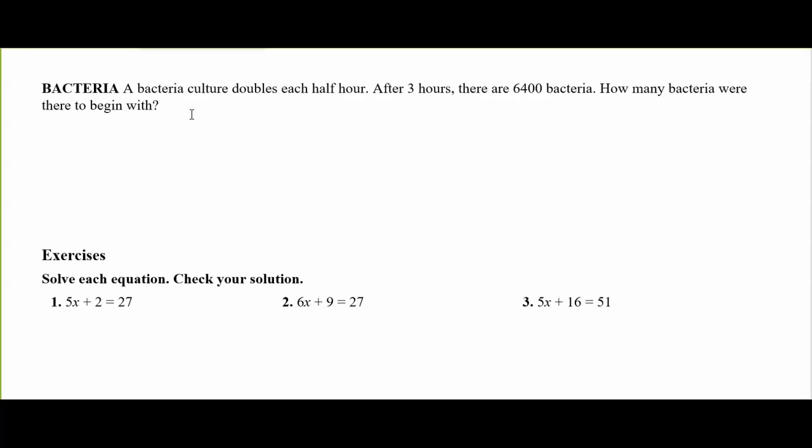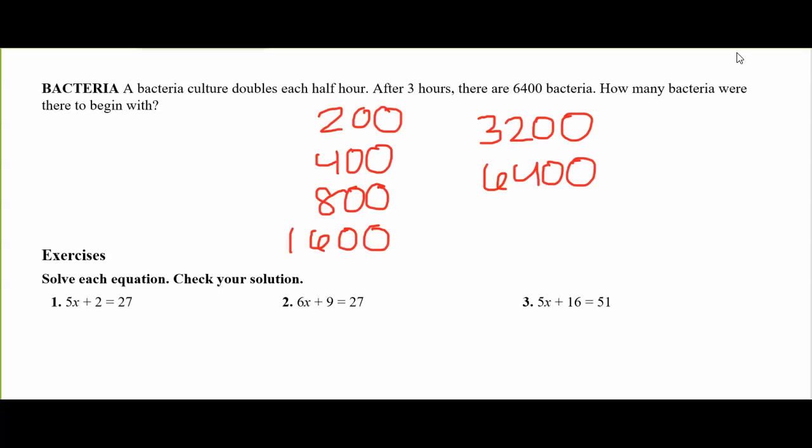Bacteria. The bacteria culture doubles each half hour. After 3 hours, there are 6,400 bacteria. How many bacteria were there to begin with? So now we're starting to look at equations where we have to come up with the formula. Well, you don't multiply it 5 times, you double it. So 1, 2, 3, 4, 5, 6.